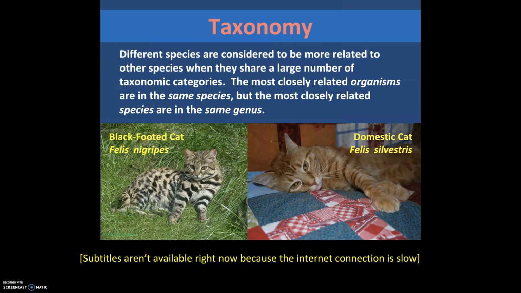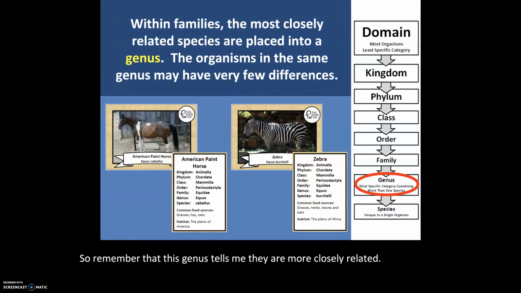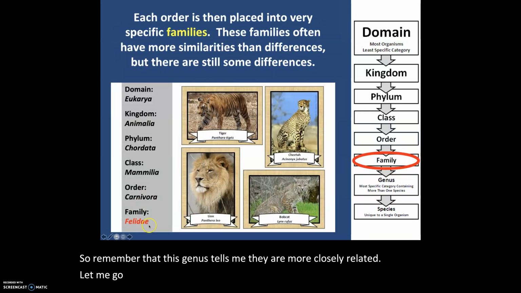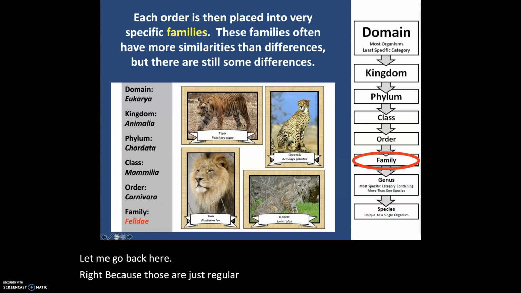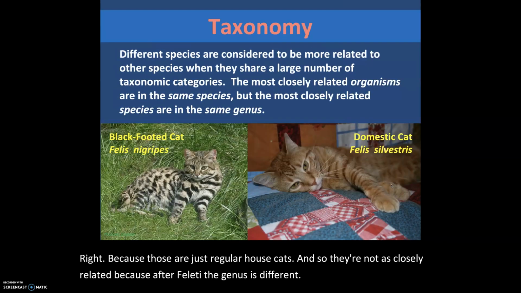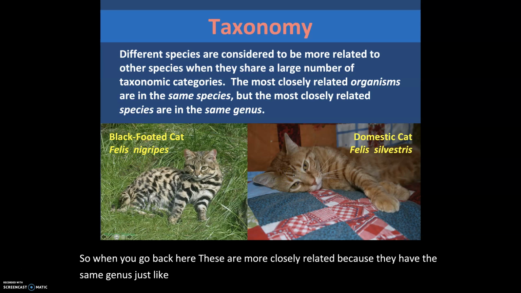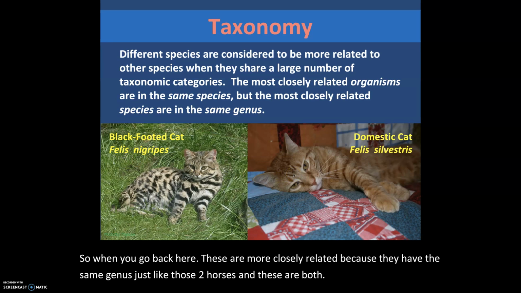So remember that this genus tells me they are more closely related than, let me go back here, right? Because those are just regular house cats. And so they're not as closely related, because after Felidae, the genus is different. So when you go back here, these are more closely related because they have the same genus, just like those two horses. And these are both house cats.